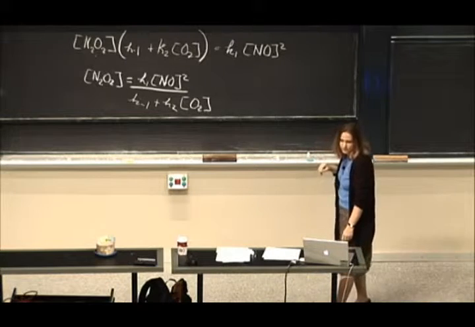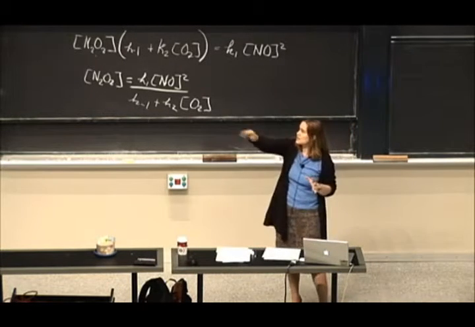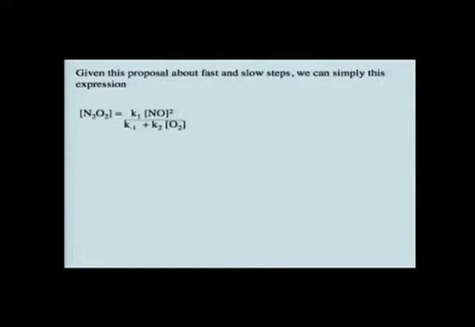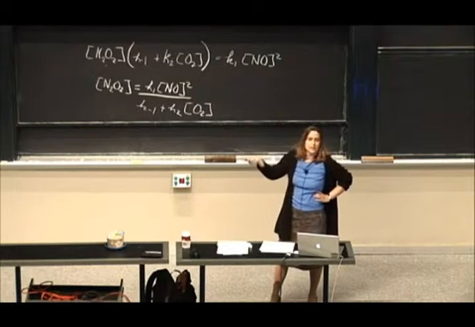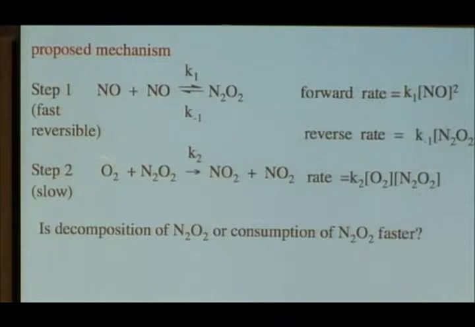All right, so this expression here, we're going to be able to simplify. We're going to ask the question: let's just say the first step is fast and the second step is slow, and we'll see whether that gives us an answer that's consistent with the experimentally determined rate law. If this is fast and this is slow, what we're asking is, is the decomposition of the intermediate or its consumption faster?